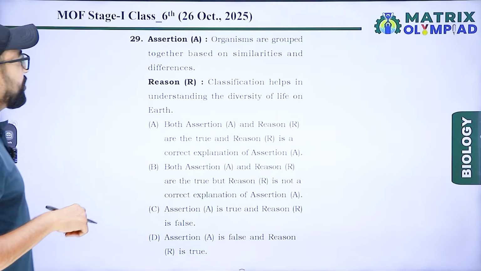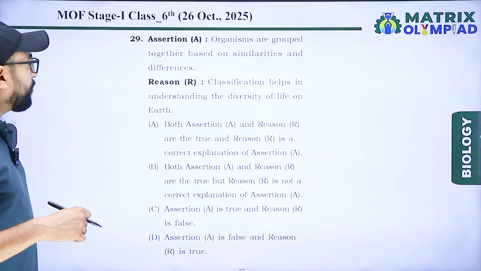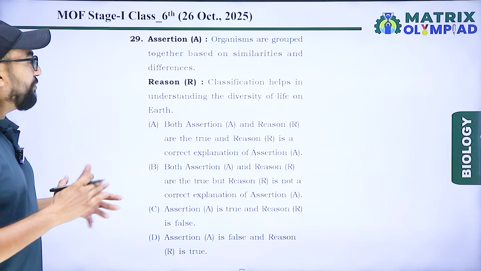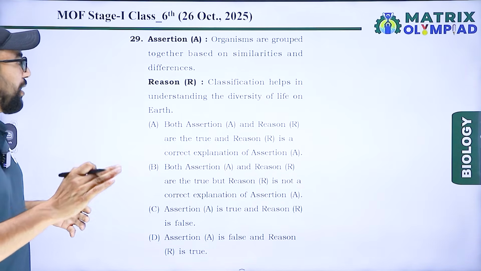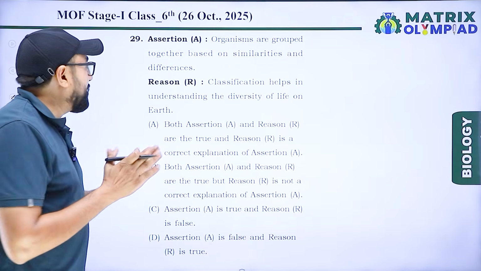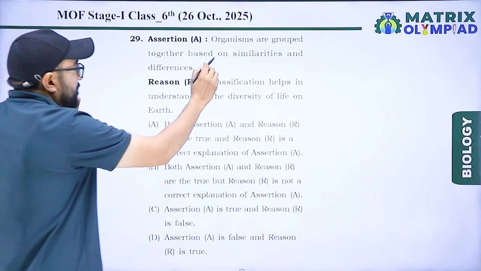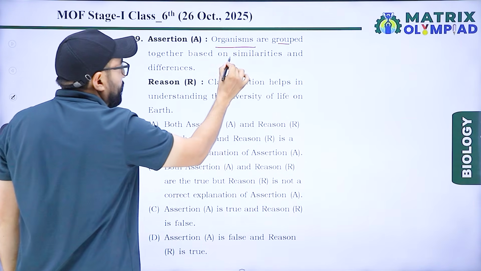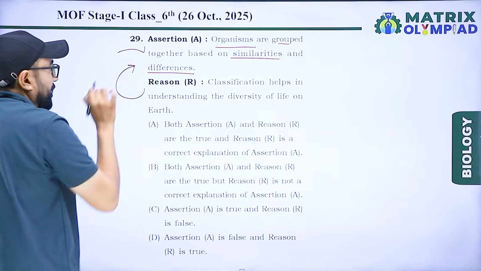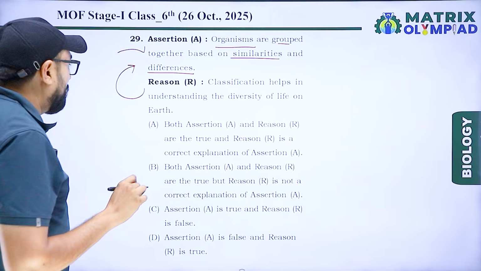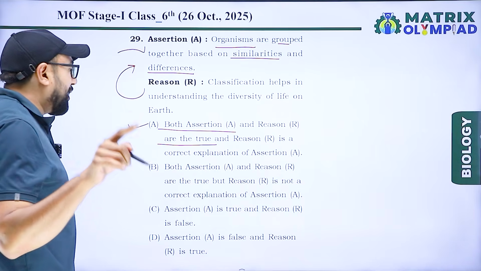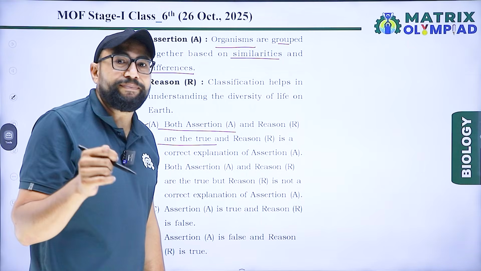Next, assertion A: organisms are grouped together based on similarity and difference. Reason R: classification helps in understanding the diversity of life on Earth. Assertion and reason are both true, because organisms are grouped based on similarity and difference, right? And the reason is the correct explanation of the assertion. Option A, both assertion and reason are true, and reason R is the correct explanation of assertion A.